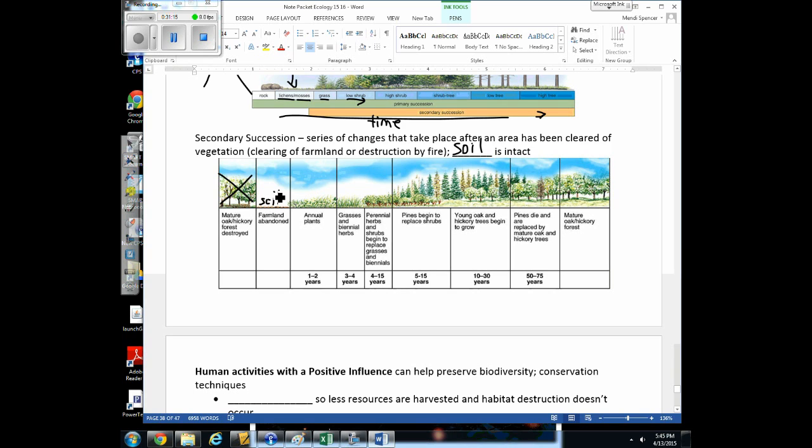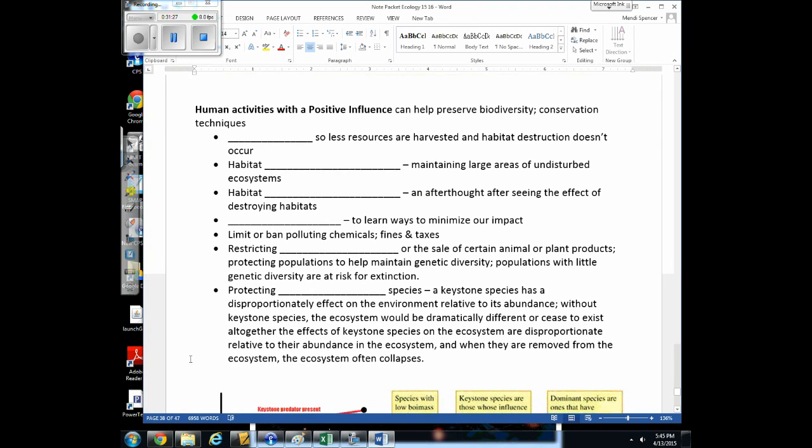So pretty quickly you're going to see plants start to develop, your grasses, and eventually it leads to your shrubs, and again to your bigger trees and to that climax community. The difference is no soil with primary succession, but there is soil initially. We see areas going through secondary succession.